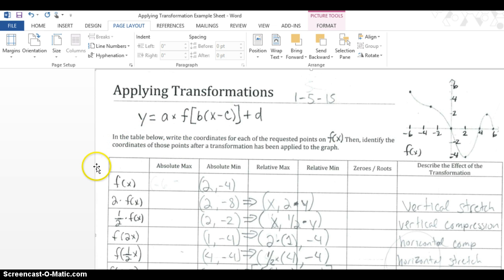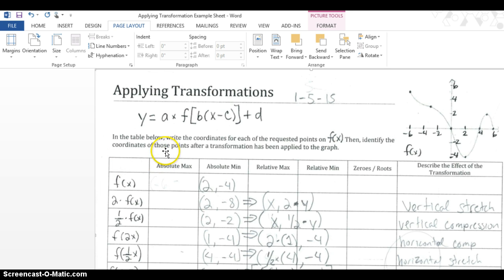There's my transformation. Remember, anything outside the parentheses is something vertical. Inside is going to be horizontal. So basically, I'm not affecting my input at all. I'm just affecting the output. Okay? So this is going to be a vertical stretch. X isn't affected. I plug in x, I spit it out, and I get an output.